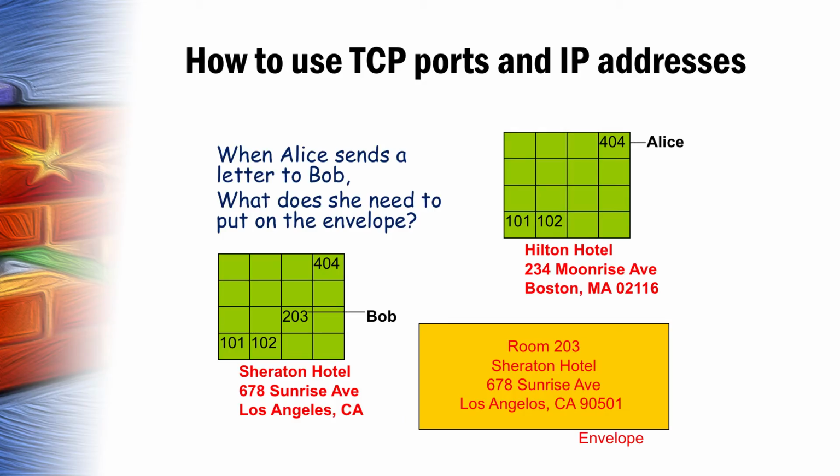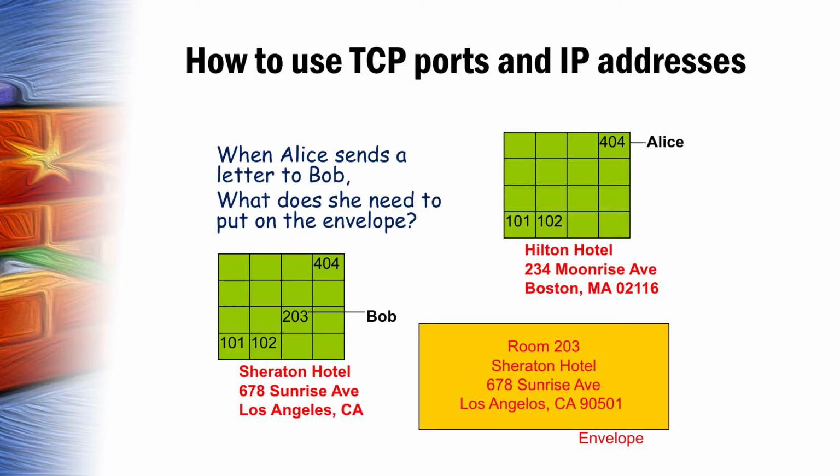Now let's take a look at an example of how TCP/IP works. Consider here the sender Alice is staying at the Hilton Hotel in Boston, Massachusetts. She wants to send a message to Bob, who is staying at the Sheraton Hotel in Los Angeles, California. Alice writes her message in the envelope containing her message. She will indicate both where Bob is staying, the address, as well as the room number.